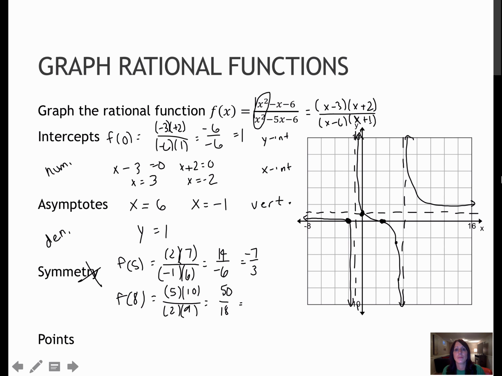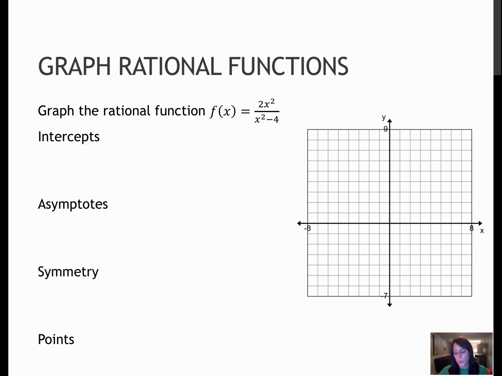So that's my graph. If you would like, go ahead and plug that into some sort of graphing utility to check to see if we are correct. Okay, let's try another one together.